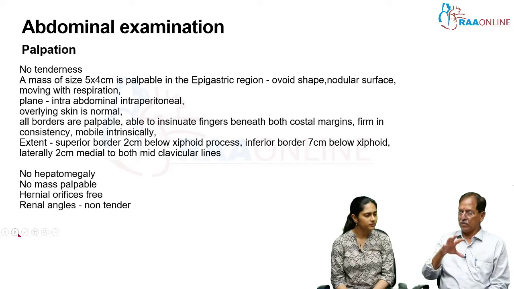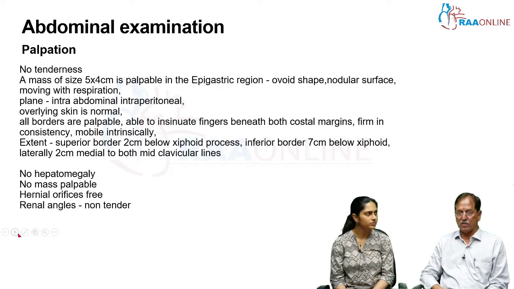Correct. Left lobe of liver. Okay. So if you are not able to insinuate, it's likely to be a liver mass, which again will move with respiration. So that is one thing, right? Yes, so that's why you have to see the upper border, and you have felt all the borders. That shows that probably it is not a liver mass.